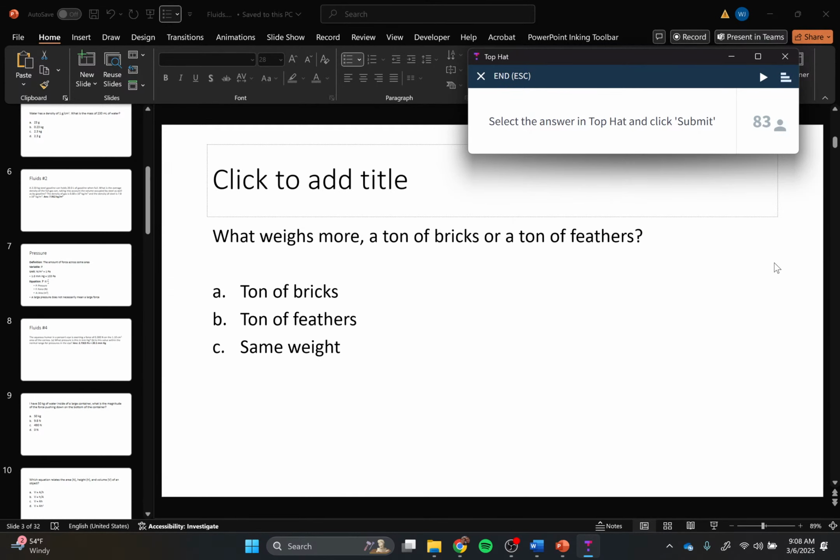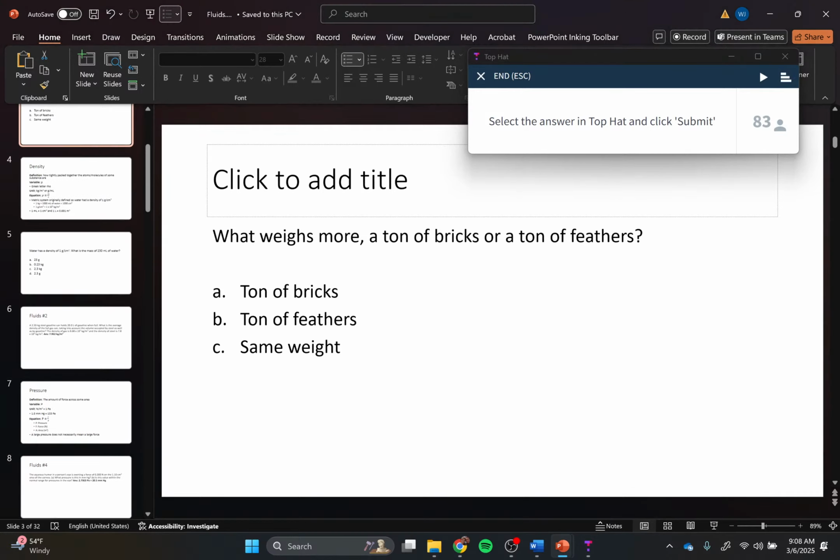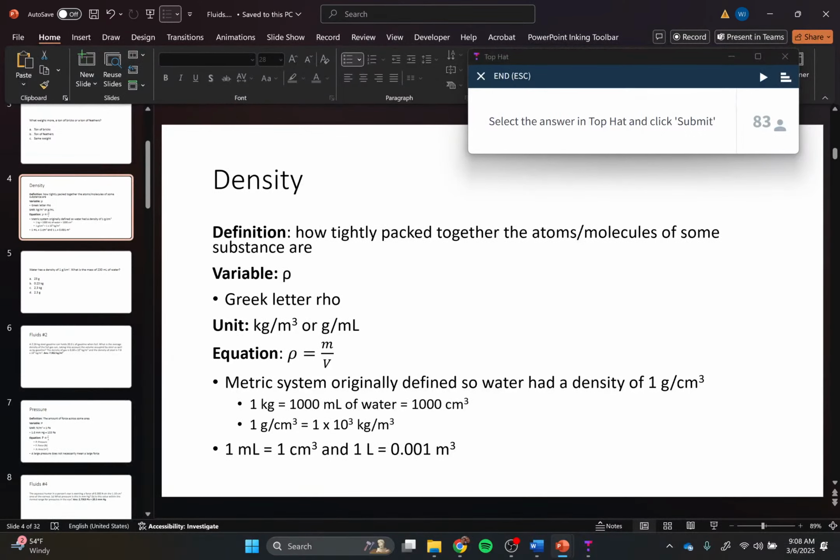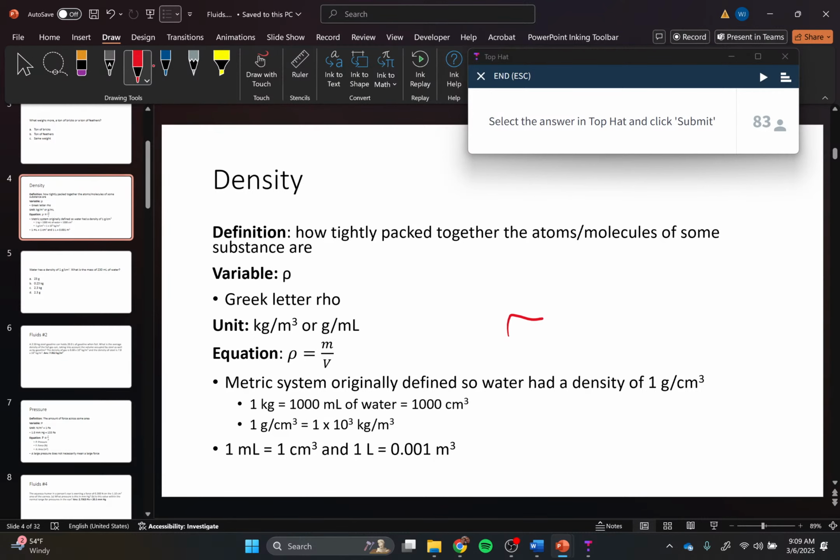It doesn't matter what the object is. If you have a ton of it, a ton is a measure of weight. What is different about a brick and a feather? What variable is different? Well, the mass of one individual object is different, and then the volume is different. They have different densities. You need a lot more feathers. If you saw a ton of bricks, it'd be a nice little pile of bricks. If you had a ton of feathers, it'd be some giant pile, because they have different densities.